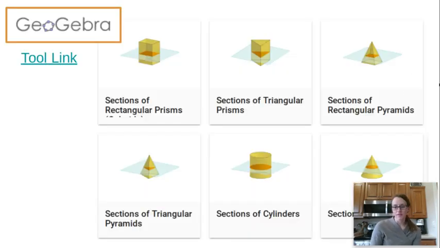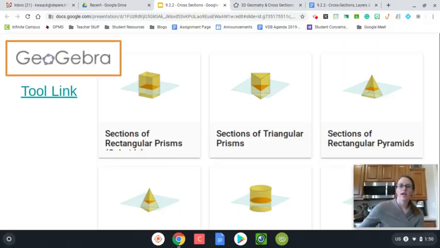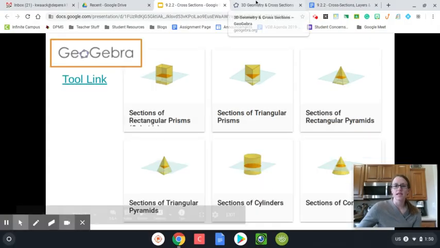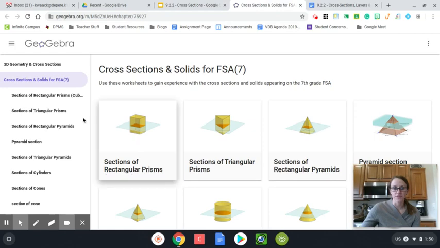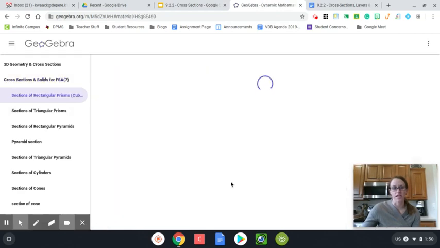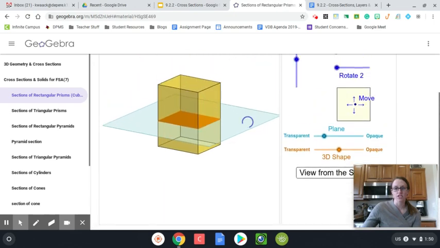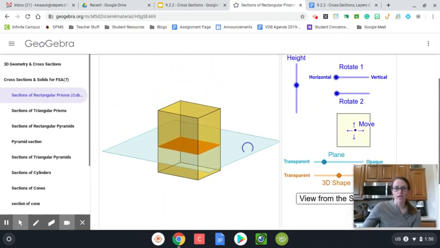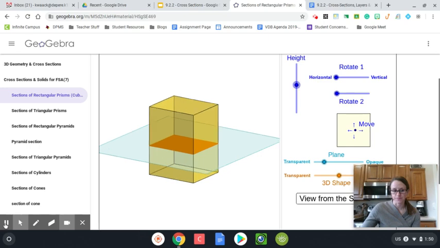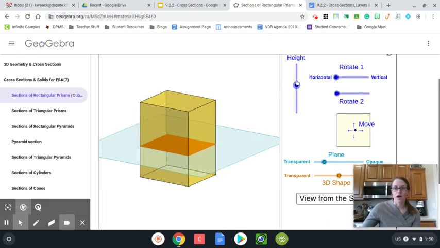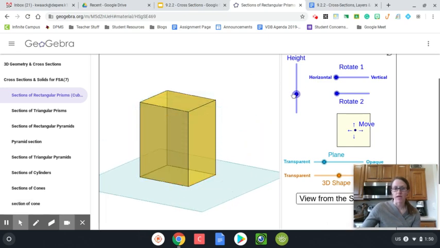Seventh graders, there's going to be a link that I want you guys to go check out in GeoGebra. This link is going to let you play around with different types of figures to figure out what they're going to look like. So in this first one, we can change where we cut through it by looking at the height, and we can go up or down.